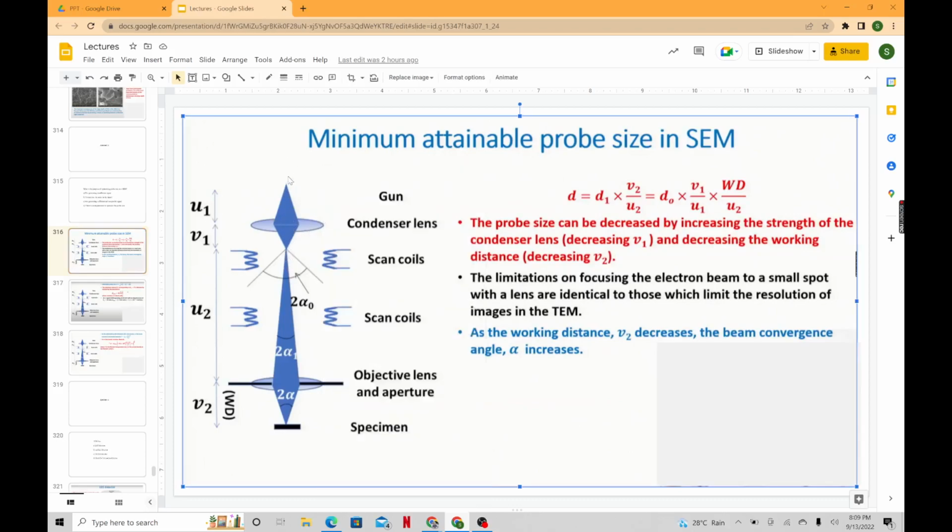Okay, fine. Here the primary electron beam is coming. So this will be your alpha and this will be your alpha. Together this becomes your 2 alpha. So you have to take it like that. This will be your 2 alpha 1, 2 alpha naught, and 2 alpha.